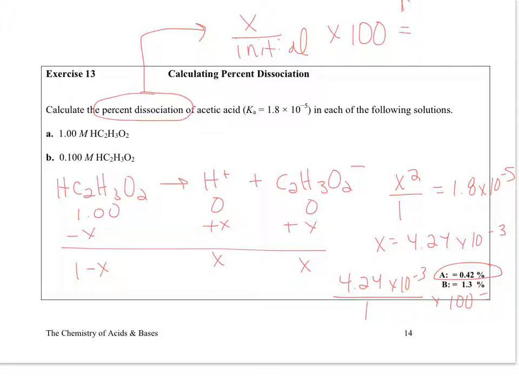A very small percentage of them is breaking apart. On B, I want you to do the same thing. You have a different starting amount, so you'll have a different value on the bottom when you calculate percent dissociation. Your rice table will be set up pretty similarly. So find x, divide by your initial, and see if you can come up with 1.3%.